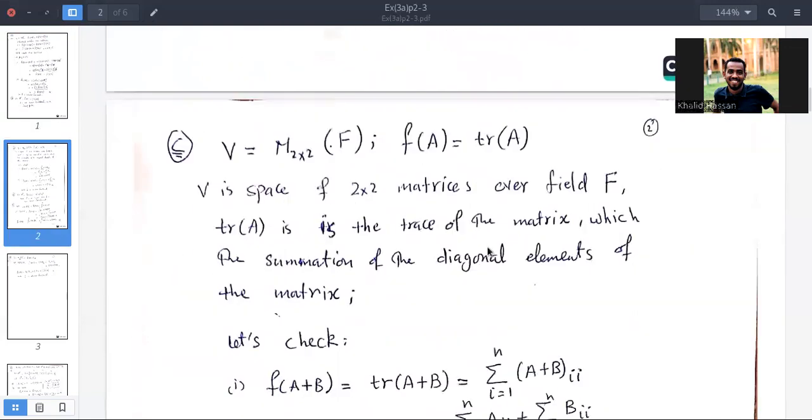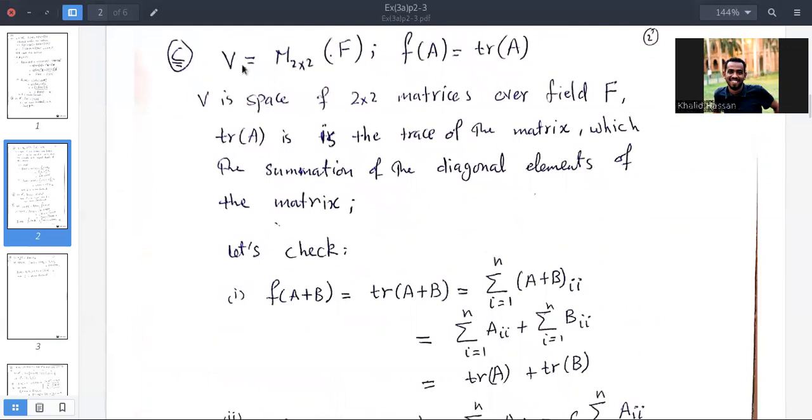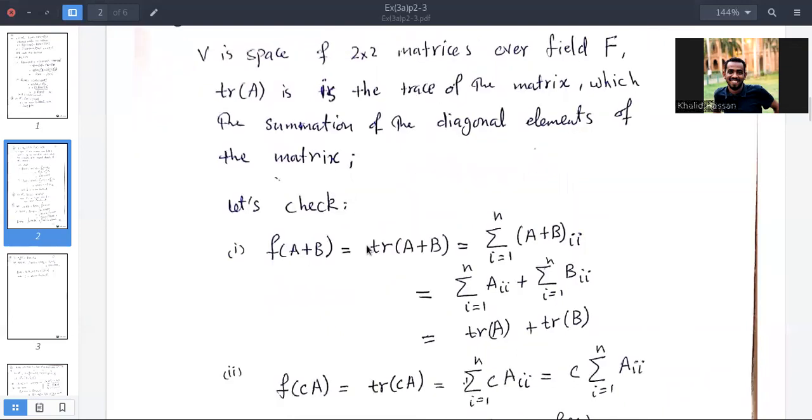Okay, c. The space V is the space of 2 by 2 matrices over F. F can be anything, R, C, anything. So the functional is defined as f of A equals trace A. The trace is the sum of the diagonal elements, the main diagonal, of the matrix. Now let us check.